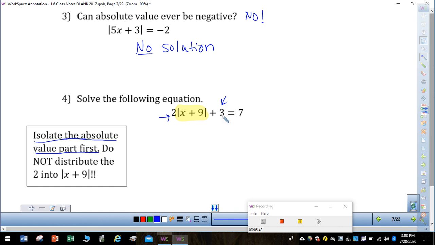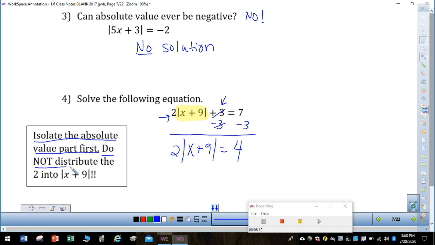So we're going to start by subtracting 3 from both sides. We're just going to think about the similar steps that we've done in solving equations. And to think about getting rid of the 2, I made a note in this box off to the side.